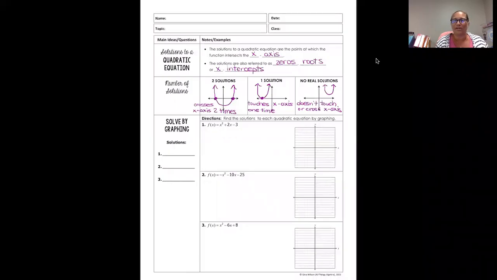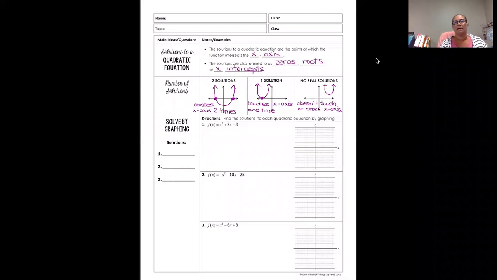Hey guys, today we're going to learn how to solve a quadratic equation by graphing. As you can see, I've already put some notes up here for you. The solutions to a quadratic equation are the points at which the function intersects the x-axis. The solutions are also referred to as zeros, roots, or x-intercepts.